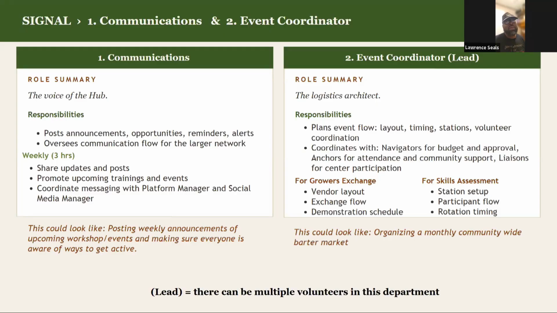So these main events that we typically have that are community wide, that are going to stretch your hub, are going to be your growers exchange and your skills assessment. And again, this could simply look like organizing a monthly community wide barter market. On top of these main initiatives that we know we have to have as mandatory implements, you might break off the beaten path as an event coordinator and say, hey, I want to organize a picnic. We're going to meet at Stone Mountain and we're going to go on a hike and then we're going to have a picnic as a community and we're going to organize that.